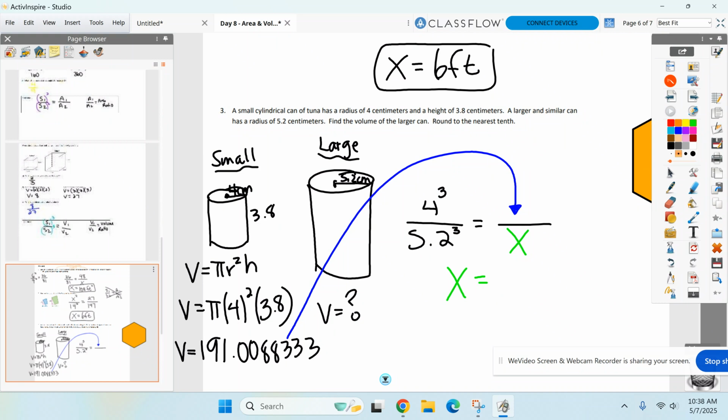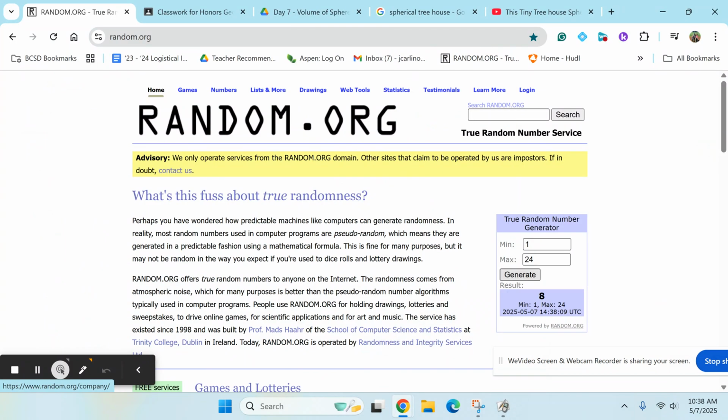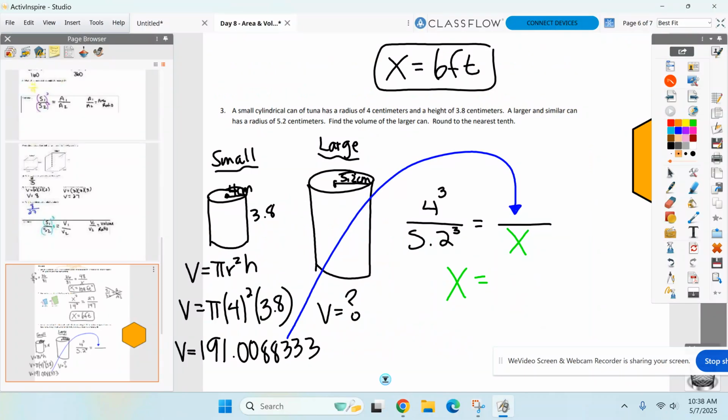When you have it, take your time. Nearest tenth, the volume of this larger one. Take your time, Abby, whenever you're ready. Great work. Your volume times 5.2 cubed, and then divided by 4 cubed, that would be 64. Good job. Was anybody thinking alternatively to set up this?